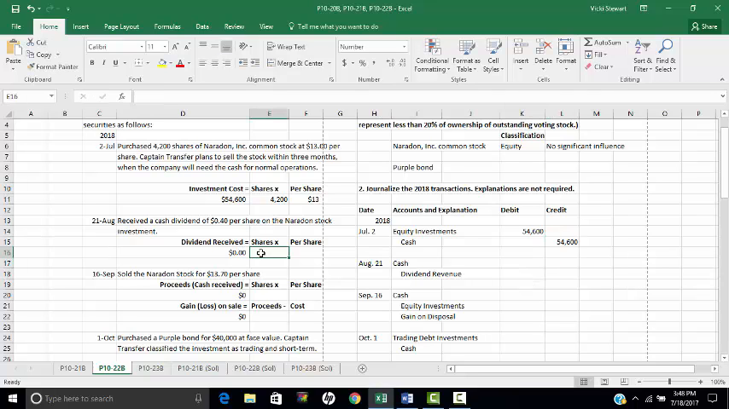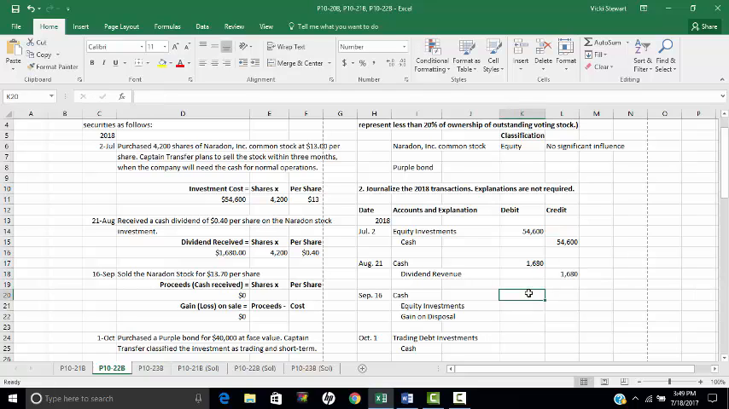$54,600. The next entry states on August 21st, we received a cash dividend of 40 cents per share on the Narodon stock investment. So again, we have 4,200 shares and we received a dividend of 40 cents per share. So we would debit cash for $1,680 and we would credit dividend revenue for that amount.